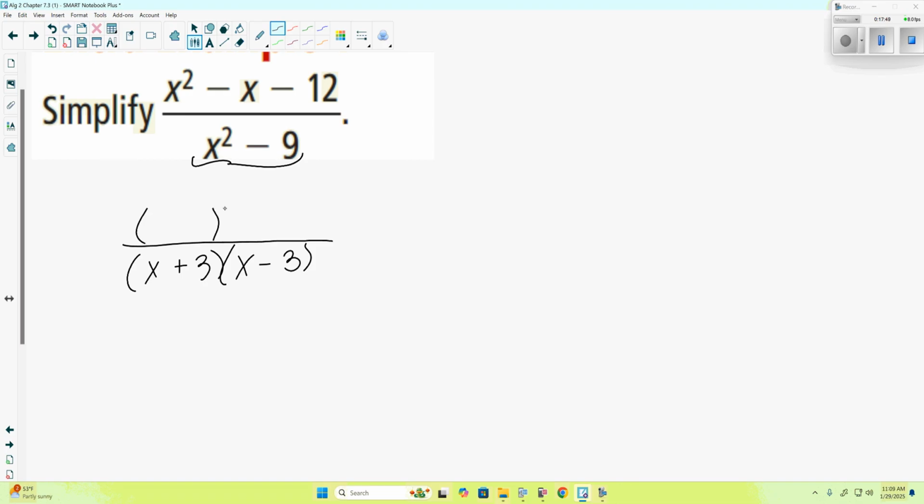Now we factor the numerator. Again, always look for greatest common factor, something that will divide into all three terms, something in common in all three terms, or two terms. Since the 12 is negative, our signs are opposite. Factors of x squared are x and x. Factors of 12: 3 and 4. Which one's positive, which one's negative?